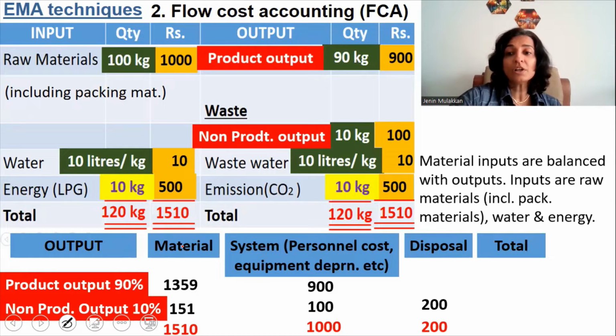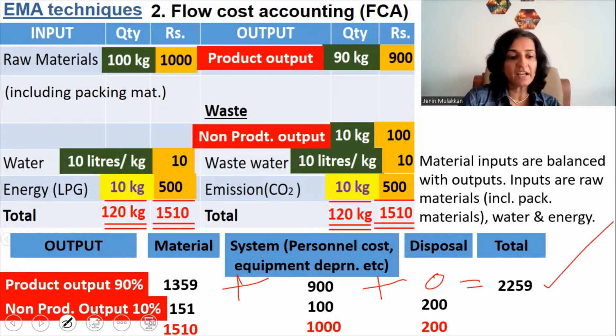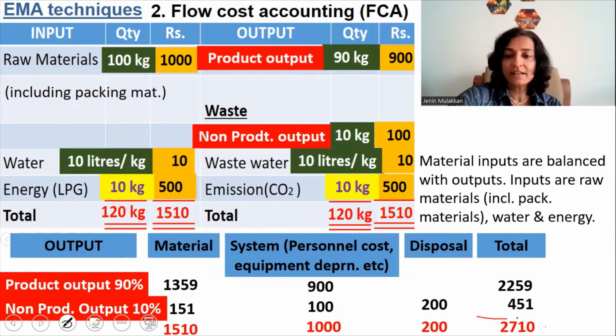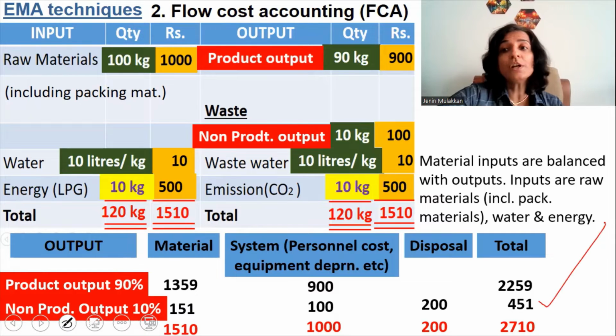Now it is time to find out the total cost attributable to the product output and the total cost attributable to the non-product output. So for the product output it is 1,359 plus 900 plus 0, which is equal to 2,259 rupees. And for the non-product output, it is 151 plus 100 plus 200, giving an amount of 451 rupees. And the grand total is 2,710 rupees. So what are they doing in flow cost accounting? They are trying to find out the cost which is attributable to the non-product output.